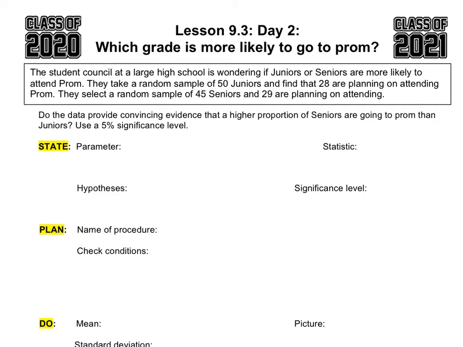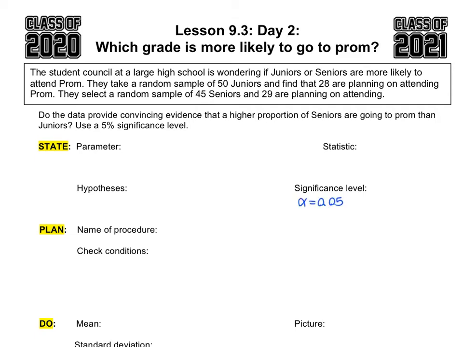Let's just recap the setup. The student council at a large high school is wondering if juniors or seniors are more likely to attend prom. They take a random sample of 50 juniors and find that 28 are planning on attending prom. They select a random sample of 45 seniors and 29 are planning on attending. The question is, do the data provide convincing evidence that a higher proportion of seniors are going to prom than juniors? Use a 5% significance level.